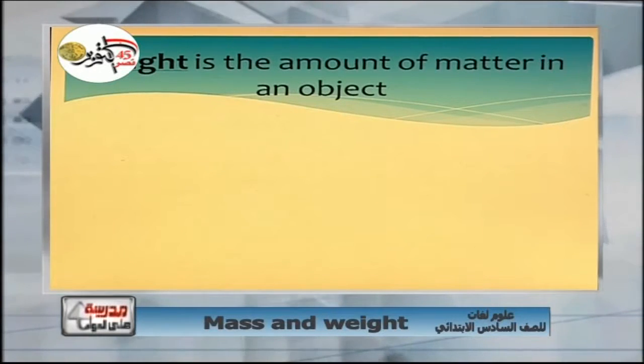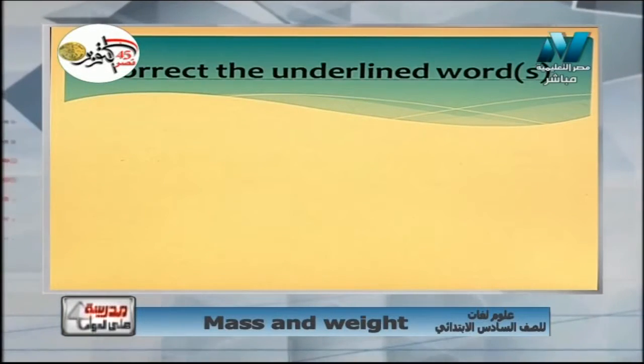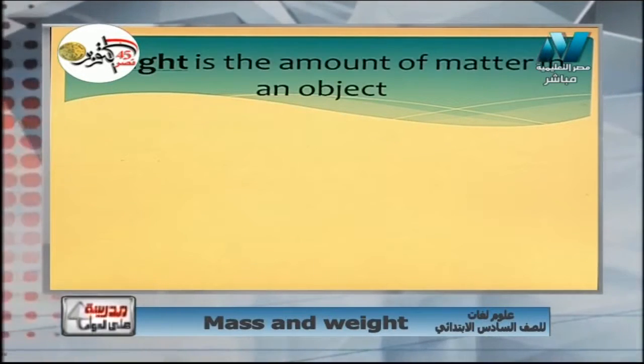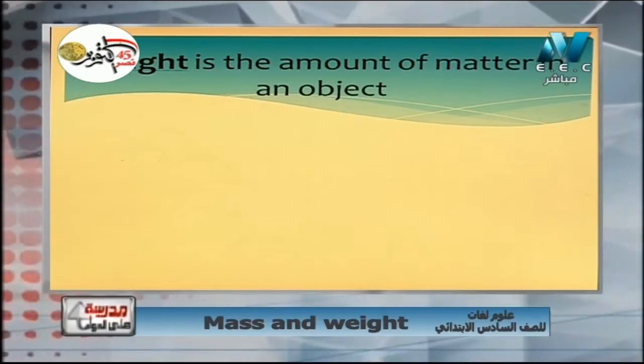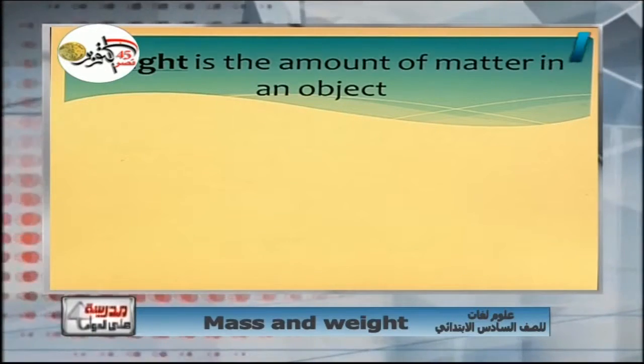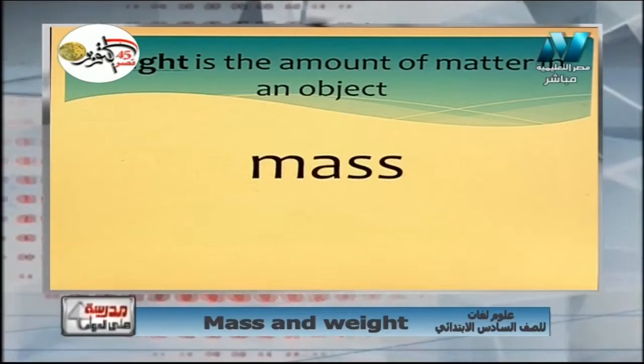سؤال بيقول لي correct the underlined word، وكان أول أو number one فيه بيقول لي weight is the amount of matter in an object. طبعا عارفين كويس قوي the definition of mass, so I can say it will be mass not weight.